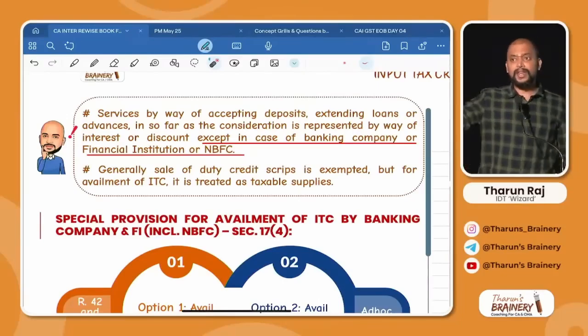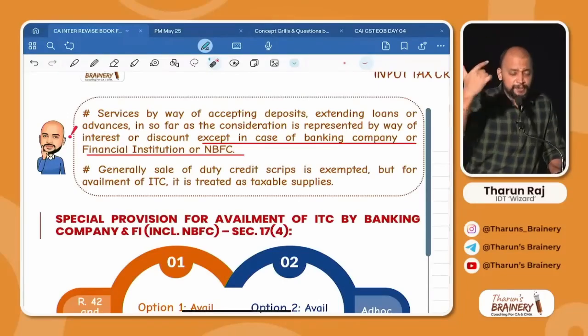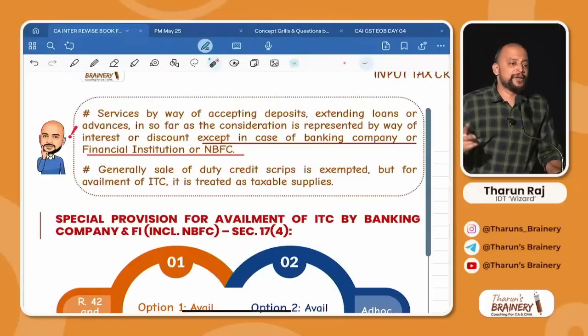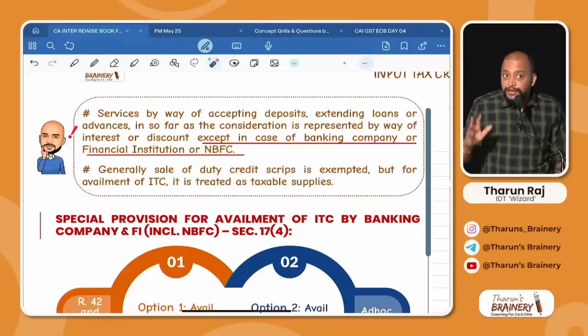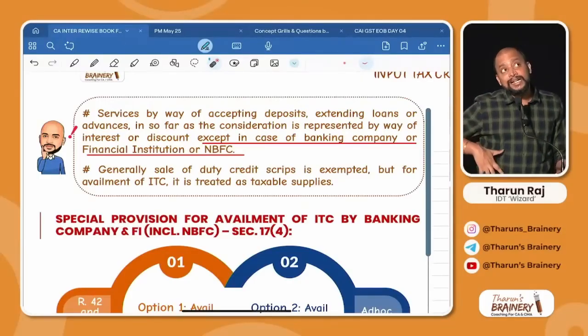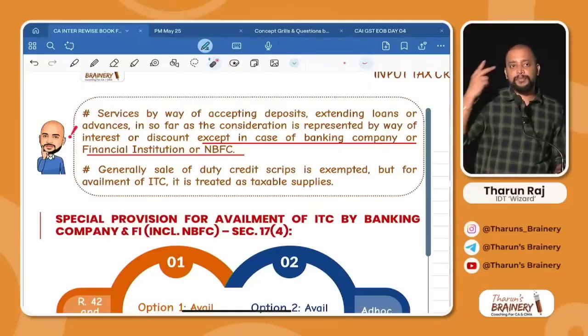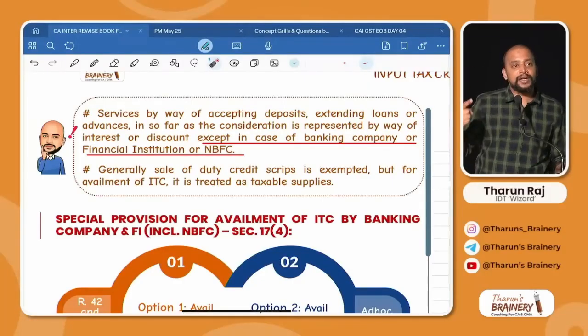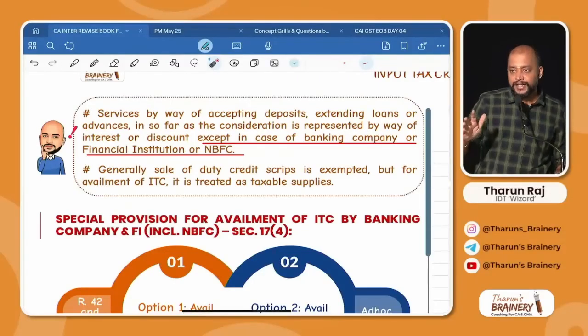So now, apart from those 8 points on the previous page, these 2 points you need to remember. Even though it is exempted, it will be treated as taxable for ITC purpose. What are those 2 transactions? Number 1, interest on loans, advances, deposits other than by bank, financial institution, NBFC. Number 2, sale of duty credit scrips.